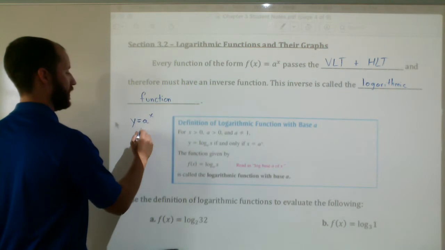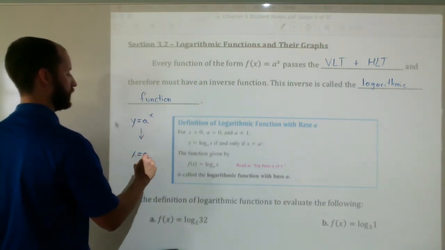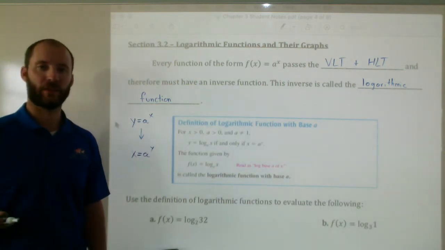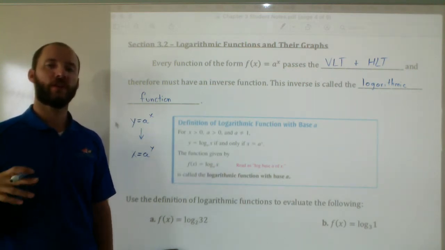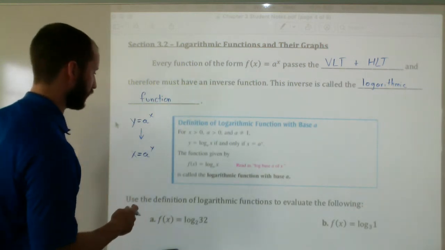So the definition of a logarithmic function, because it's an inverse, we have y equals a to the x. It had to switch around. X and y have to change. So x equals a to the y. That's how you create the inverse. And then what we do is we introduce a logarithm notation. Okay, and the logarithm is how you write the inverse.